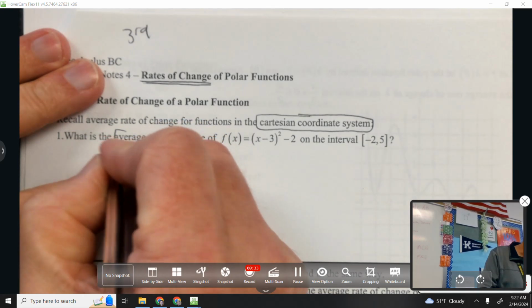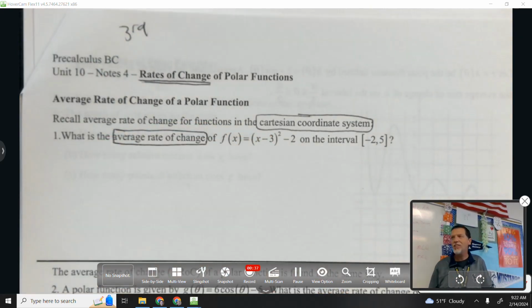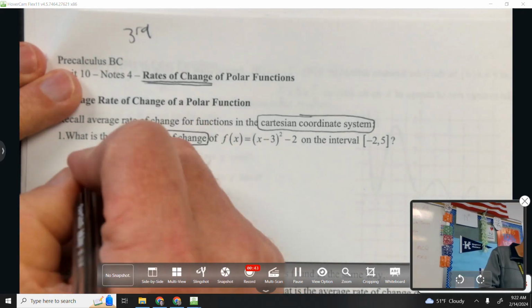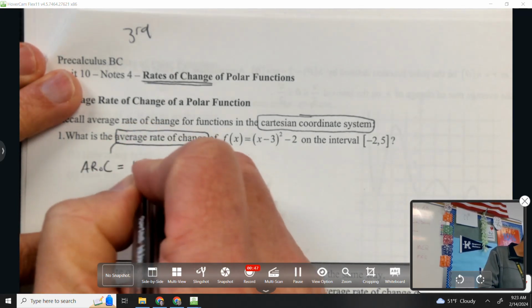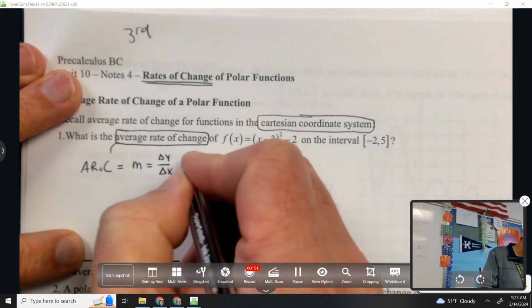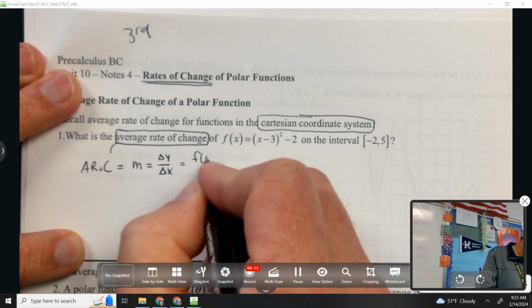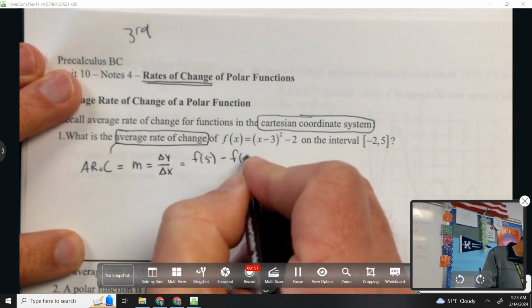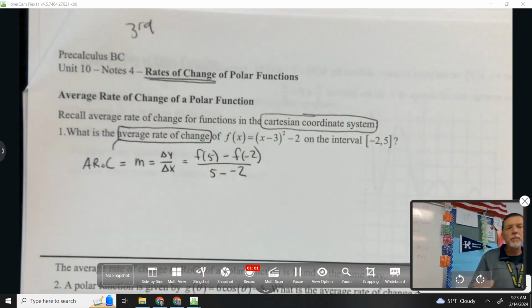Average rate of change, do you remember how to find the average rate of change, or what average rate of change is a fancy word for? Slope. It's just slope. Average rate of change is like good old algebra slope. Change in y over change in x. So this would be f of 5 minus f of negative 2 all over 5 minus negative 2.